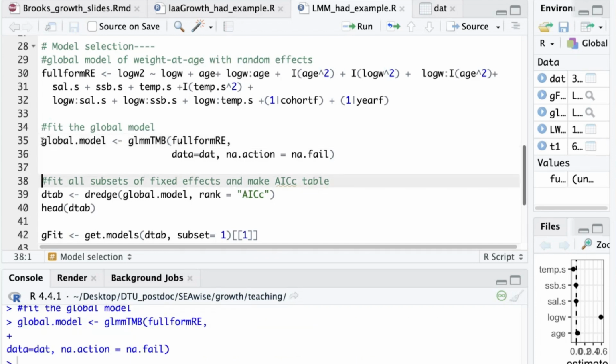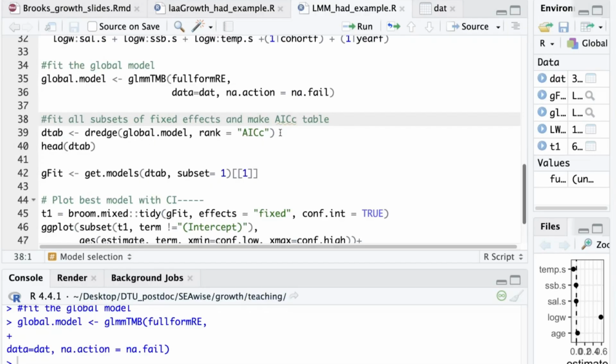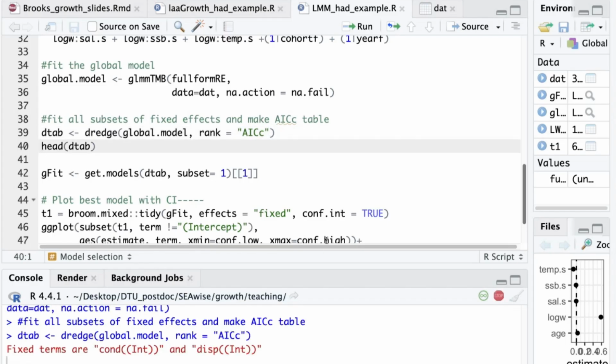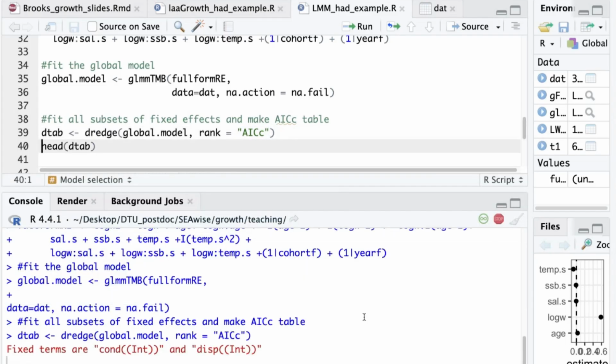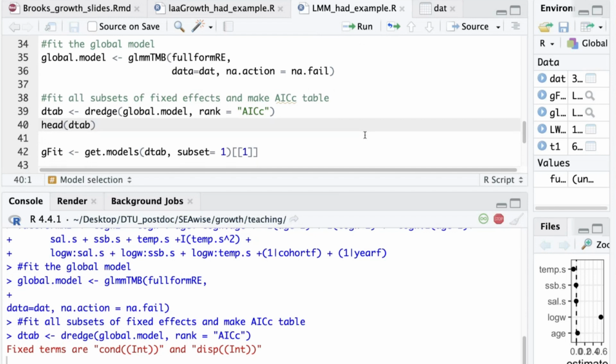Okay, so that's our global model that we then dredge. We fit all subsets of the fixed effects, and we'll look at an AIC table. That's what this dredge function does. And we're ranking them based on AICc. This takes a little time. It's also possible to do it in parallel, and I might do that in the code I get you to run tomorrow. So I'm going to get you to redo this tomorrow, and just in case anyone has a slower computer, then I think it would make sense to do it in parallel.